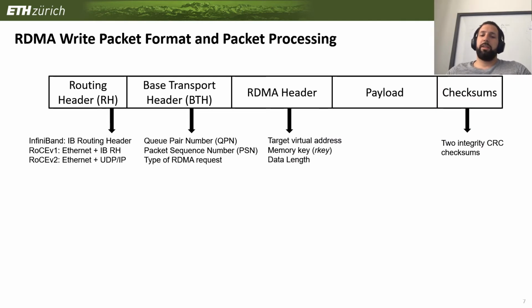Here is the form of an RDMA packet. First we have the routing header, which is similar to an IP header. Then we have the base transport header, which is similar to a TCP header, and includes endpoint matching information that is required by the endpoint. For example, match it to the right connection, put it into the right buffer, and so on. In addition to regular packets, we also have an RDMA header, which contains the target virtual address, the memory key, which is an access token, and also the data length. And in the end, we have 2 checksums.